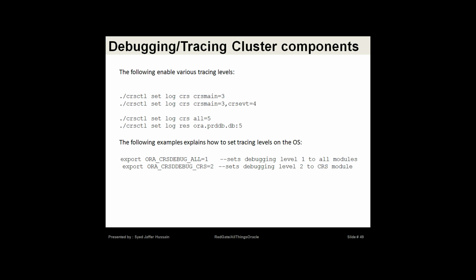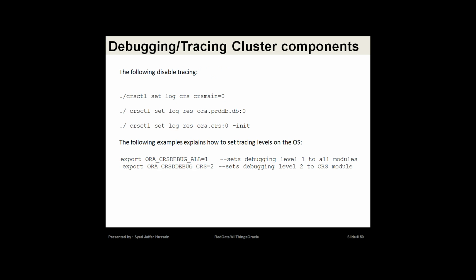In case you want to set all of a process's modules to a particular value, you can do that using set log crs all=5. This will set tracing level 5 for all the modules that come under the CRS process. Anyway, you should not be doing it unless you get a request or recommendation from Oracle to dig more into your problems. You can also set the debugging level at the OS level using the ORA CRS debug -all command on the OS level.